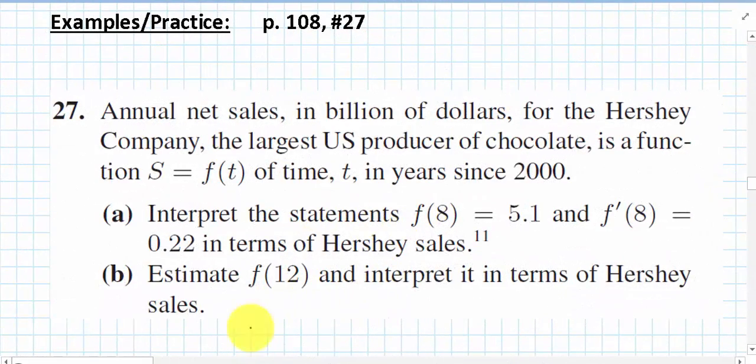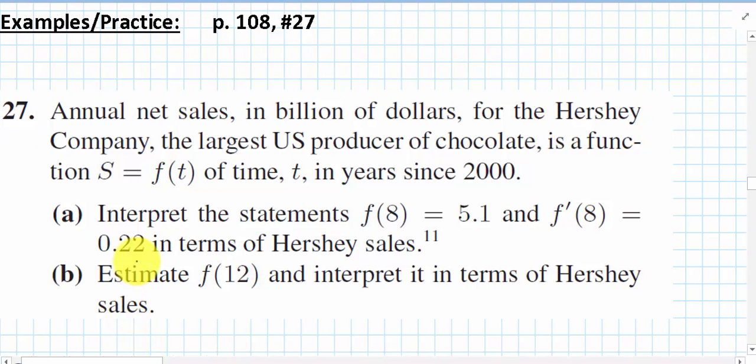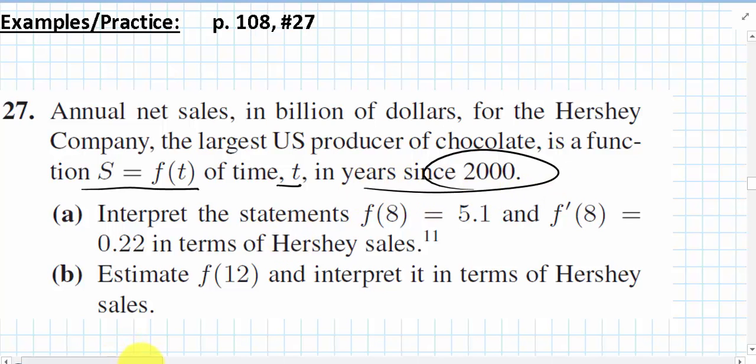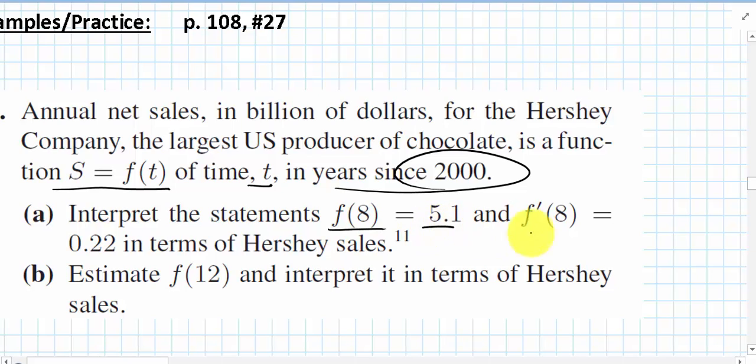So this is the last one. This is one from the book. Page 108, number 27. Annual net sales in billions of dollars for the Hershey Company, the largest US producer of chocolate, is a function f of t of time t in years since 2000. Interpret the statements f of 8 equals 5.1 and f prime of 8 equals 0.22 in terms of Hershey's sales.